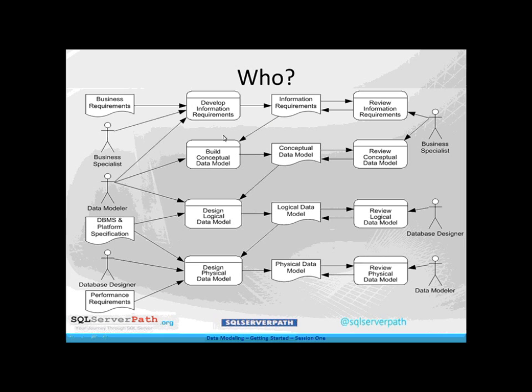Here, for example, we have built a conceptual data model, and then design a logical data model and design a physical data model. So what are the inputs and outputs that we are going to give? In order to build a conceptual data model, the data modeler requires the information requirements. So basically, it may be a requirement document or business rules. They will take these business rules and come up with a conceptual data model, and it should be reviewed by the business specialist.